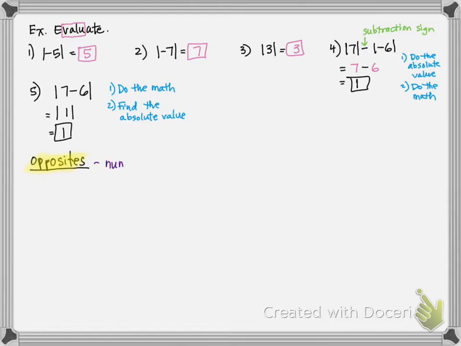Numbers the same distance from 0, but on opposite sides of 0. That's why they're opposites, because of their location with regards to 0. So they are the same distance from 0, but they're on opposite sides of 0. Okay, so let's do a couple practice of those.